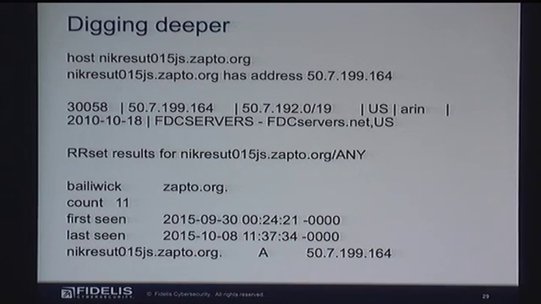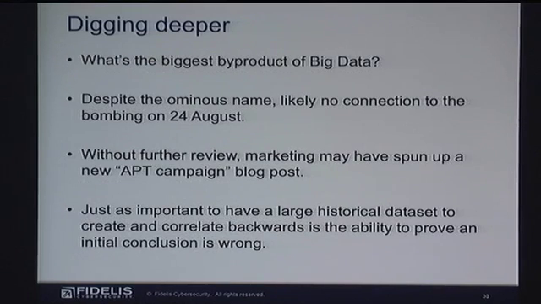So looking a little bit deeper, it's a US-based C2, of Nick Resit, Zapto, which is No-IP. So nothing atypical there. This is kind of a counterexample of correlation, just because people like making spurious correlations. And that's the biggest outcome of big data, is spurious conclusions.